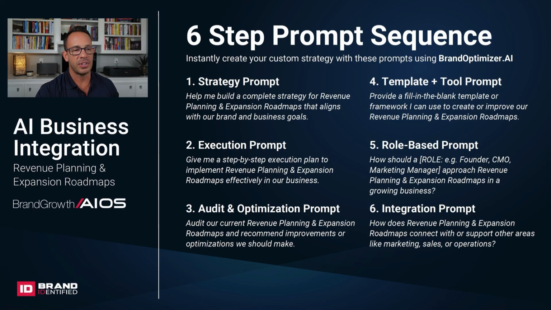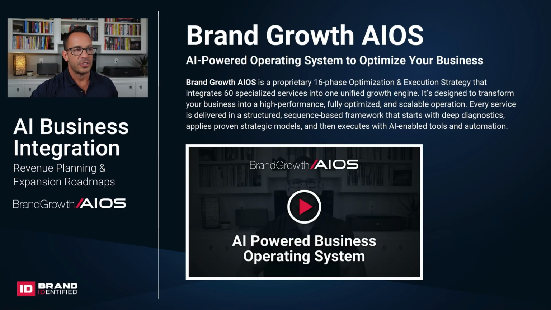And then the final, or 6th, prompt here in this 6-step prompt sequence is your integration prompt. And that is, how does revenue planning and expansion roadmaps connect with or support other areas of our business like marketing, sales, or operations?